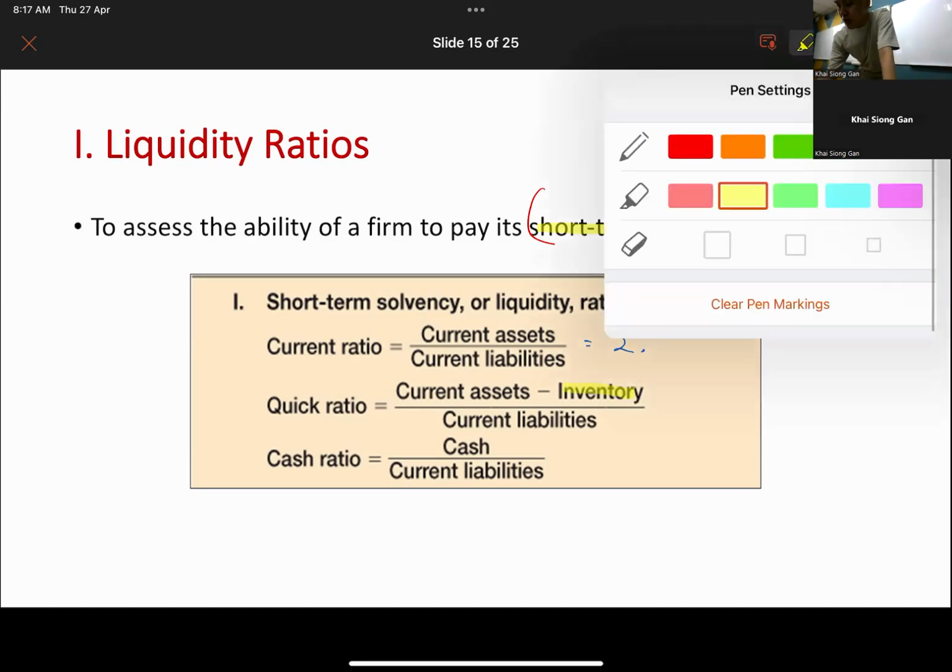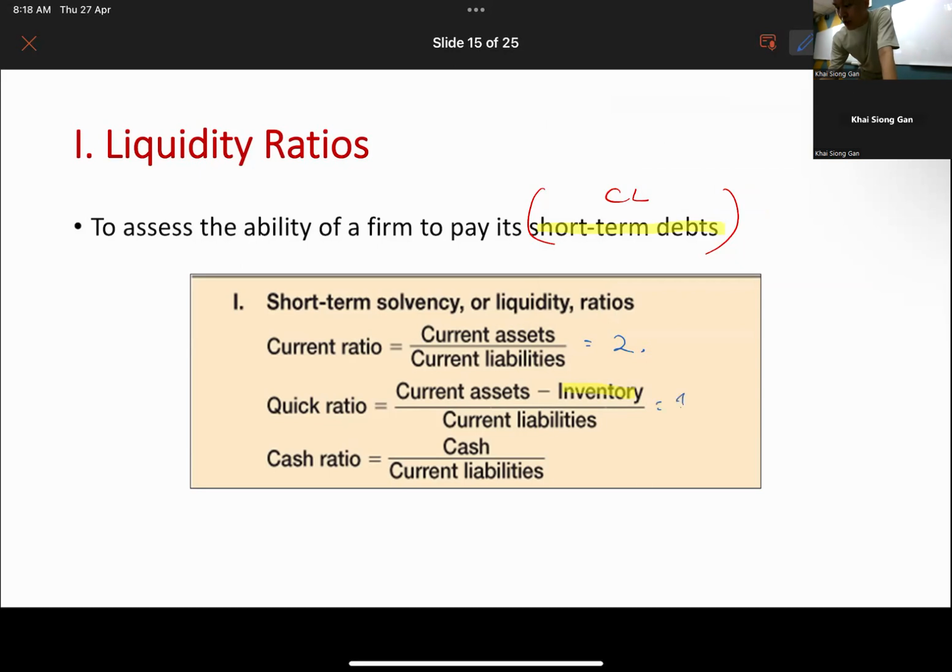Again, when you look into this one, 1.5 to 2 is always considered good. You do not want it to be too high or too low. If too low, that means you don't have very good liquidity, and if it's too high, that means you still have a lot of cash that can be utilized. Then the third one is cash ratio. For cash ratio, you just want to see how much cash you have to pay for your current liabilities. So I use cash divided by current liabilities.